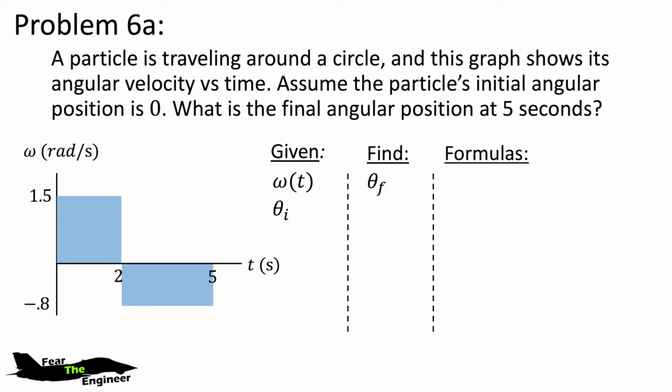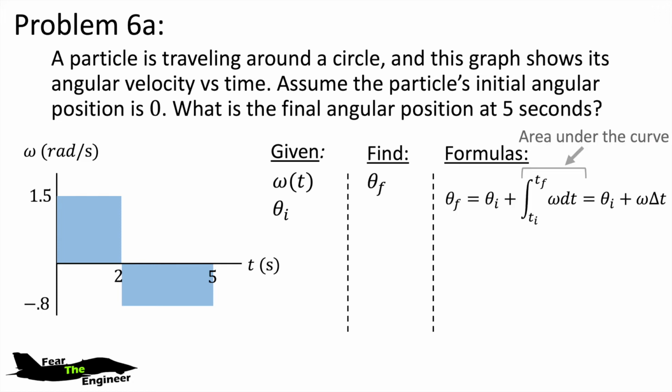Let's figure out what formulas to use. In this case, only one formula gives us the final angular position. Here it is. It says that the final angle equals the initial angle plus the area under the omega versus time curve, from the initial time to the final time. We have the initial angle, and we have the curve.